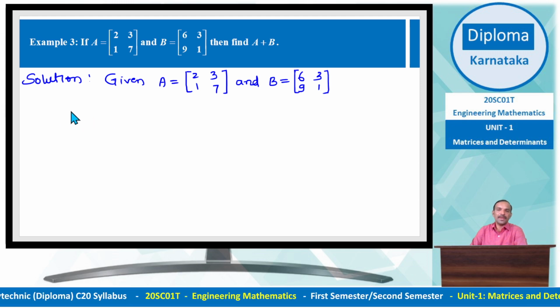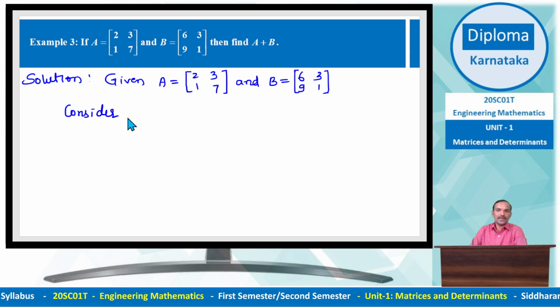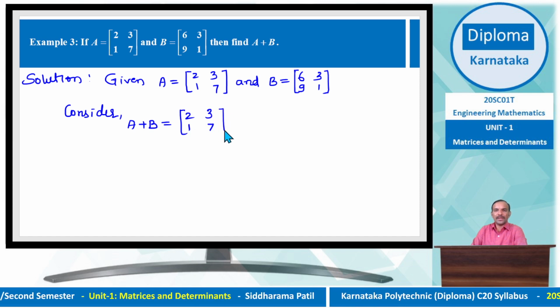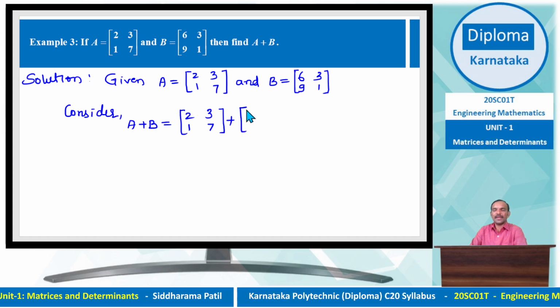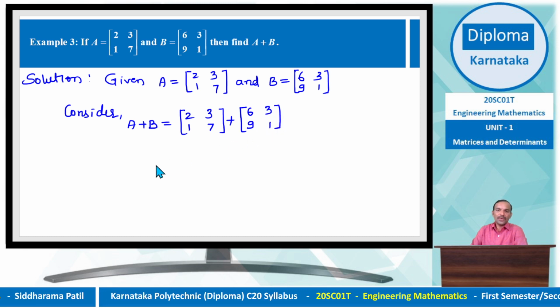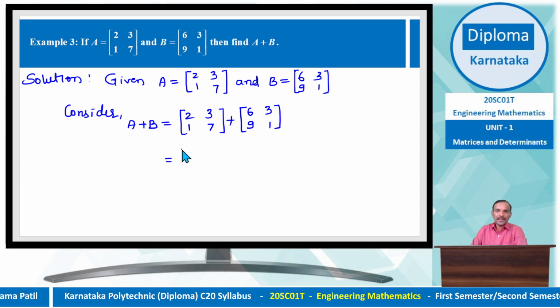A plus B. Consider A plus B equal to the A matrix 2, 3, 1, 7 plus the B matrix. What is the B matrix? 6, 3, 9, 1. Now to add these two matrices you have to add corresponding elements.